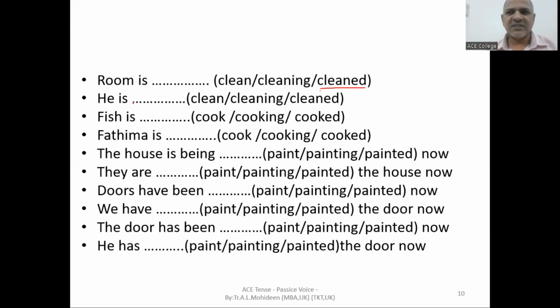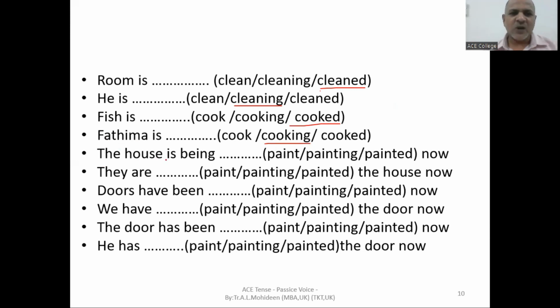He is cleaning. So the person is here. Second one. Fish is cooked. Cooked, because it's not a person. It's an object. Fatima is cooking. Fatima is a person. You understand? If it is a person, yes, subject.